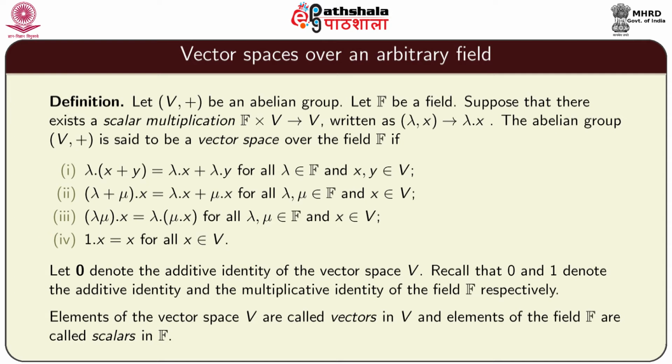So, these lambda, mu, etc. are usually used for elements from the field which are called scalars, and x, y are usually used for elements from the vector space V, which are usually called vectors. And if you recall, then 0, 1 were the additive identity and the multiplicative identity of the field F, but here you have one more 0 which is written in boldface, and that is supposed to mean the additive identity of the vector space V.